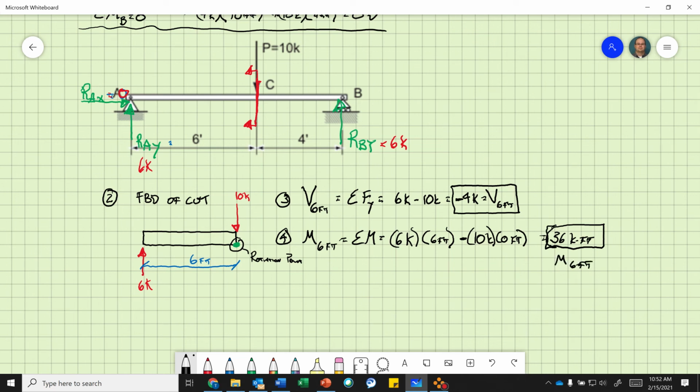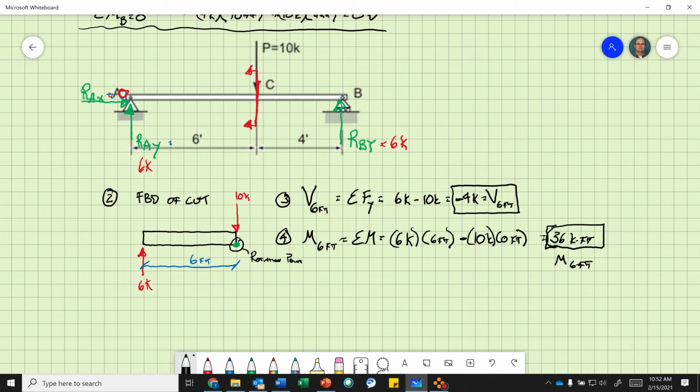Okay, so basically, now if I move this cut, say a foot past 6 feet, say it's at 7 feet, my shear would stay the same, but my moment would change, right? Because then I'd have negative 10 kips times 1 foot. And my moment at 7 feet would be 26 kip feet from the left.